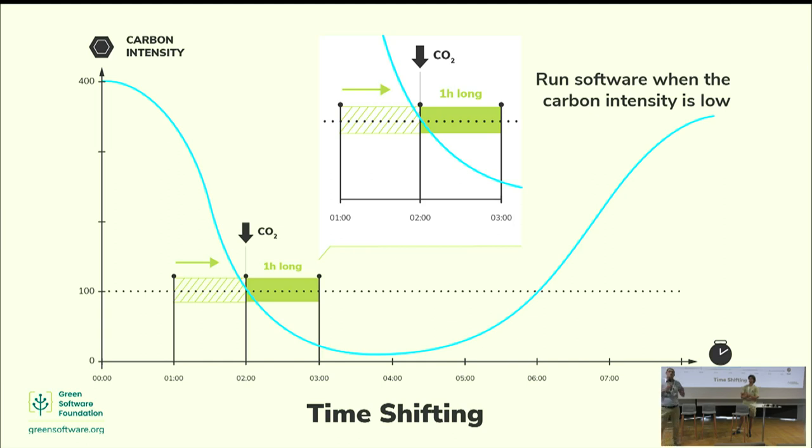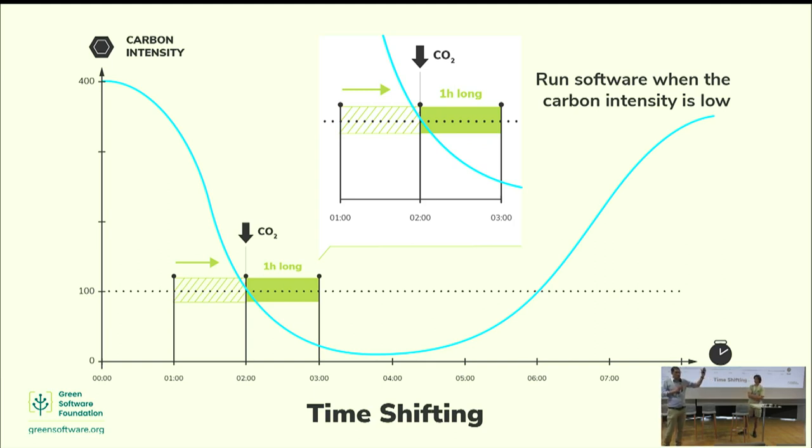So what we have in carbon awareness is the principle of using the energy at different times of the day when there might be a cleaner source of energy. And then the idea is that we can do this at different times of the day, or we can do this in different locations. That's what we call time shifting and location shifting. And we also have the principle of demand shaping. So in here, what we're showing is an example of time shifting.